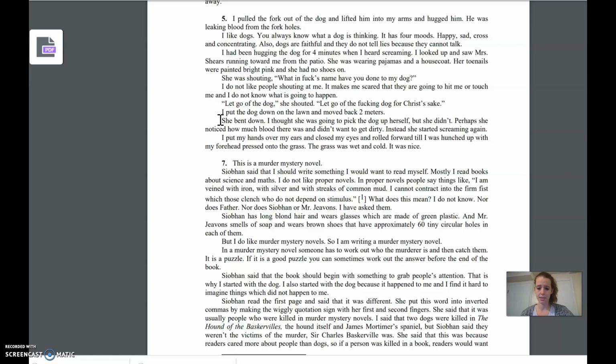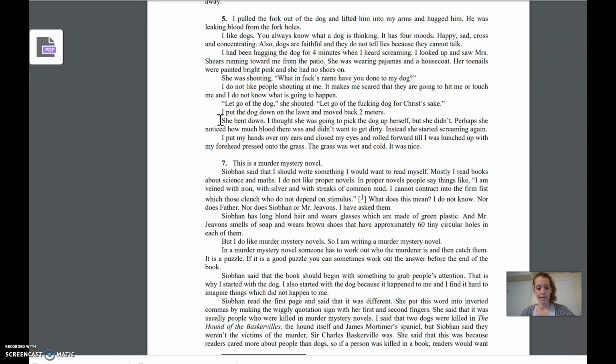In proper novels, people say things like, "I am veined with iron, with silver, and with streaks of common mud. I cannot contract into the firm fist, which those clinch who do not depend on stimulus." What does this mean? I do not know. Nor does Father, nor does Siobhan, or Mr. Jeevons. I have asked them.